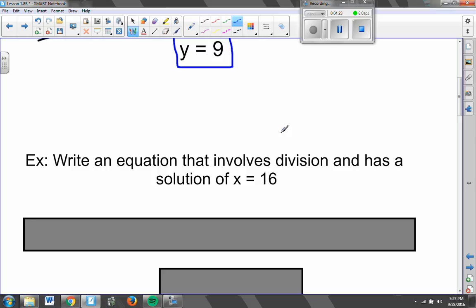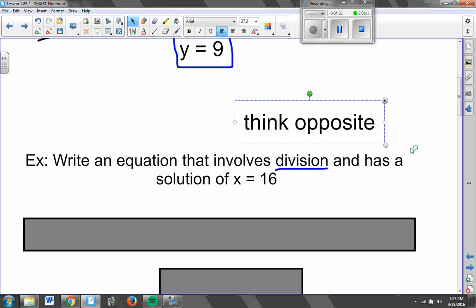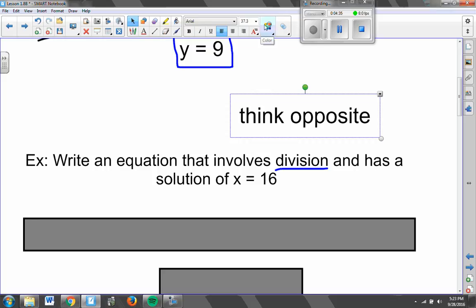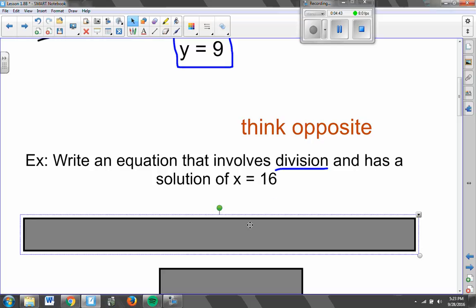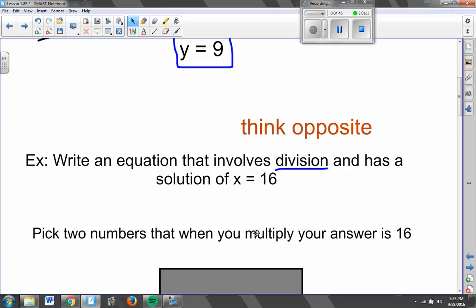Now, we want an equation that involves division. So what we have to do is think opposite when we're asked questions like this. The opposite of division is multiplication. So the question we ask ourselves is: what two numbers, when you multiply them, give you 16? Then we can do 16 divided by one of those numbers and get the other one.